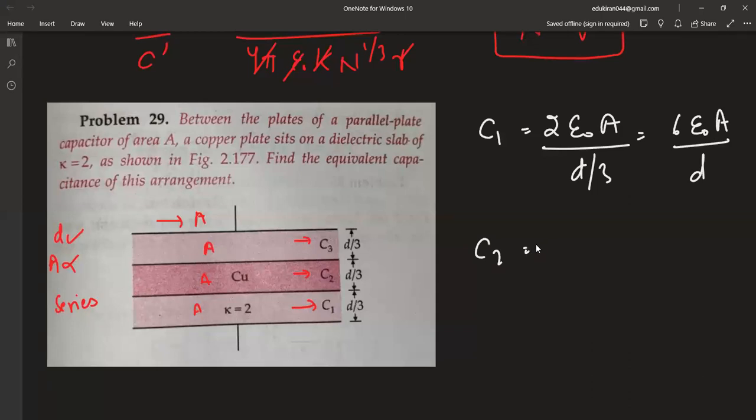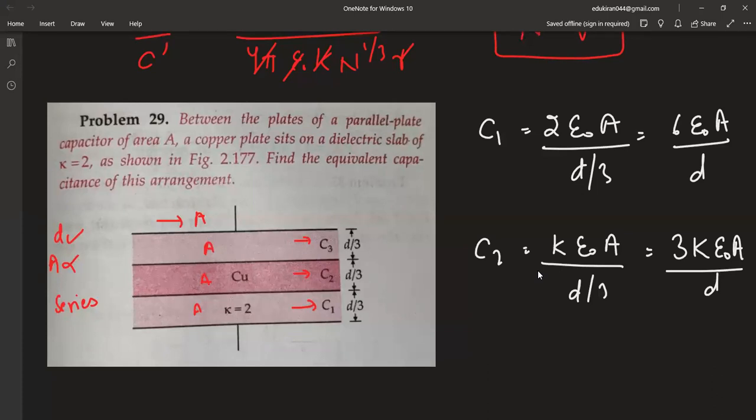When we are talking about C2, we do not know K, right? Only for the copper plate, which sits on a dielectric slab. So this was 2, but for copper it wasn't given. Let's put it as K only. K epsilon naught A by D by 3. This will be equal to 3 into K into epsilon naught into A by D.